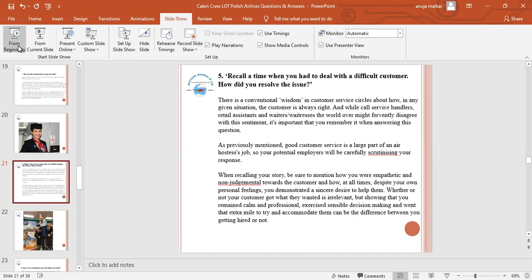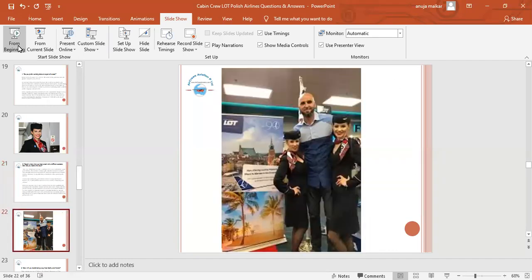Whether or not your customer got what they wanted is irrelevant, but showing that you remain calm and professional, exercised sensible decision making, and went that extra mile to try and accommodate them can be the difference between you getting hired or not. So customer is the king.